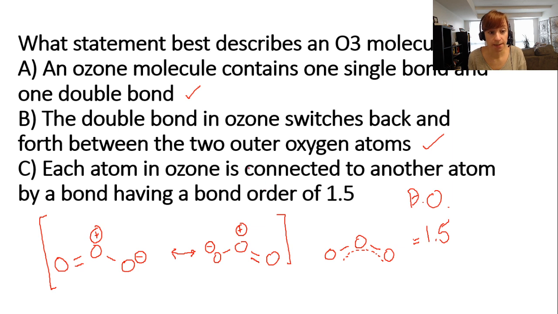And looking at statement C, each atom in ozone is connected to another atom by a bond having a bond order of 1.5. So it's 1.5 here, 1.5 here. So that makes this statement correct as well. So then the answer for this question would be all of the above, because all 3 statements are true.